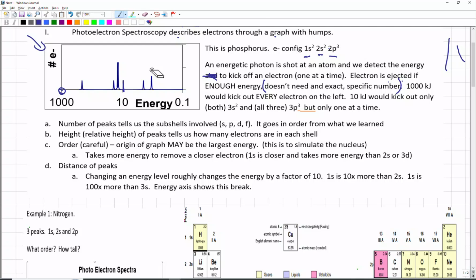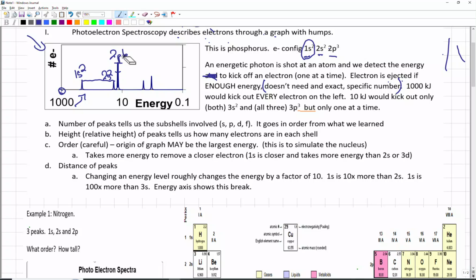The number of peaks tells us the subshells involved, s, p, d, and f, and it goes in order from what we learned. So if we're looking at this, 1s has to be somewhere. 1s is closest to the nucleus, so it would take the most energy. Notice the most energy to kick off 1s. Then comes 2s. 2s2 should be the exact same height as 1s2. Notice how this one is 3 times taller.